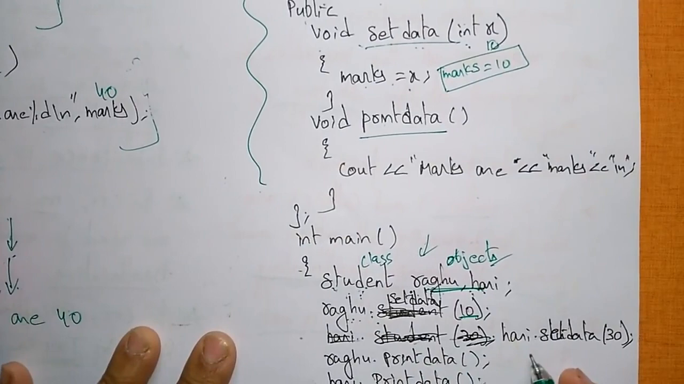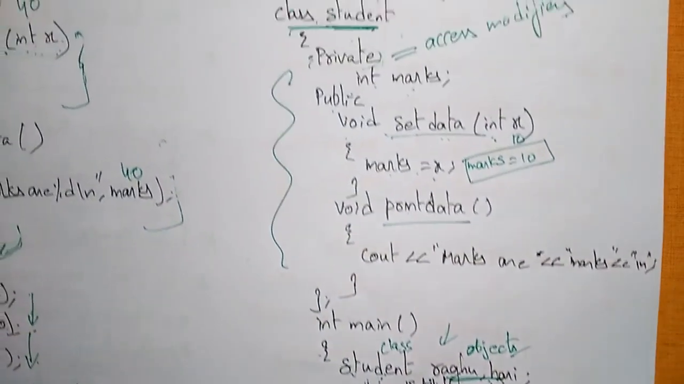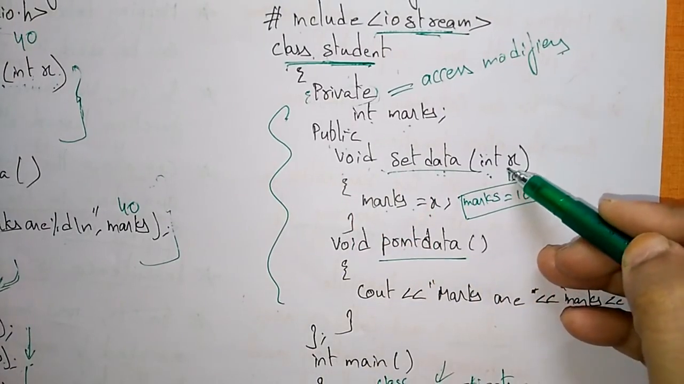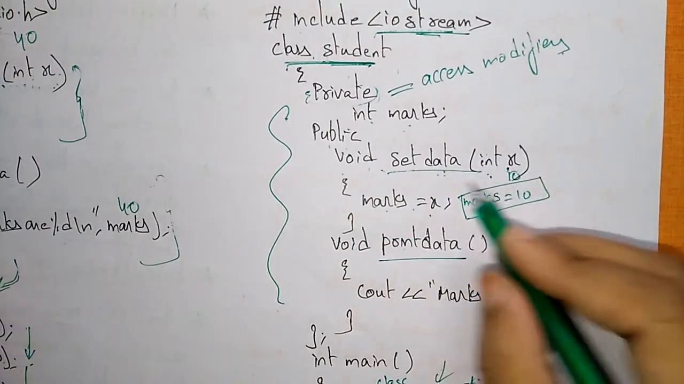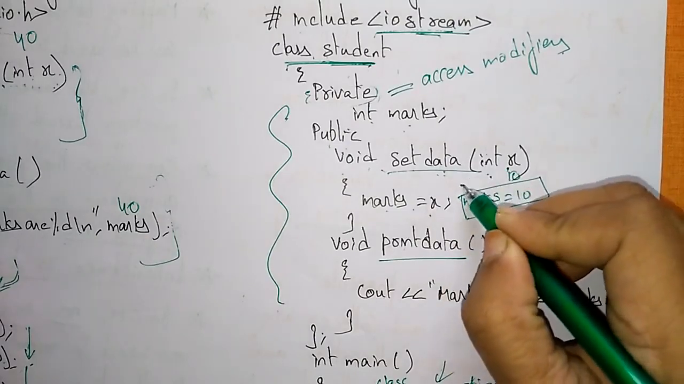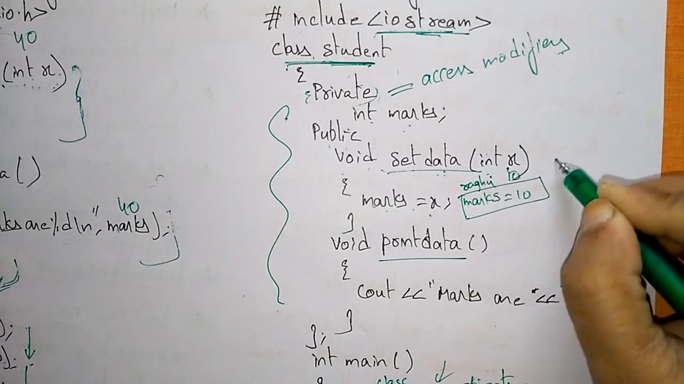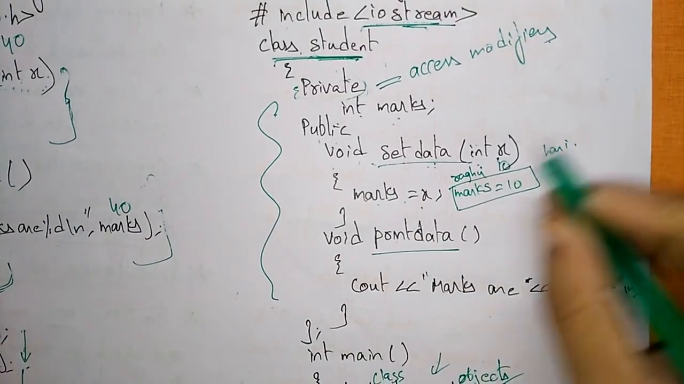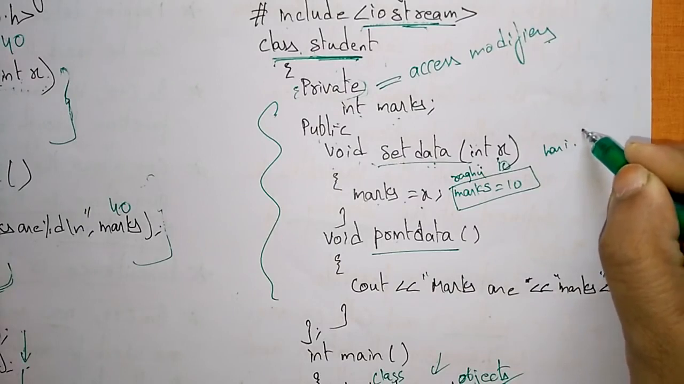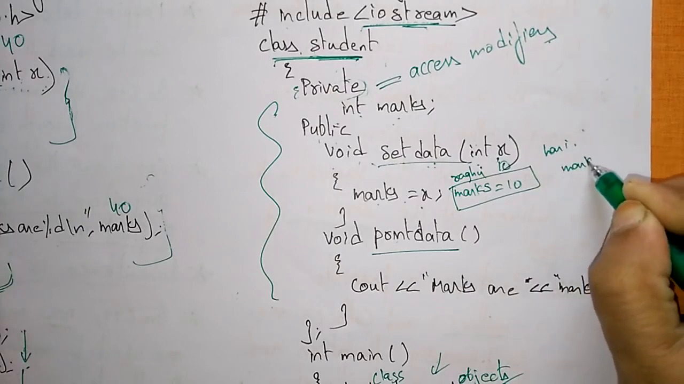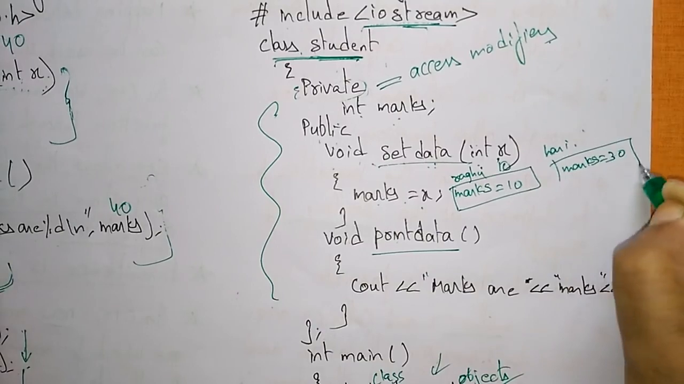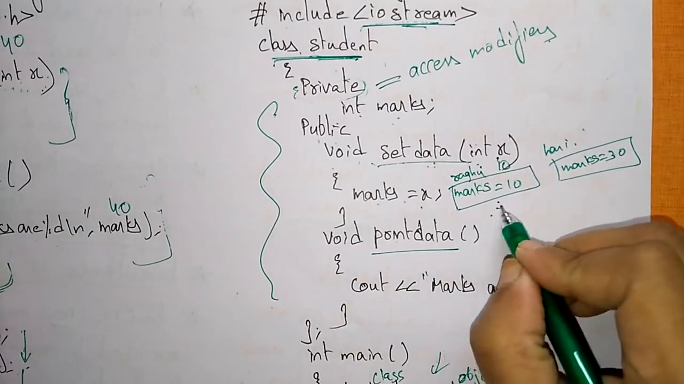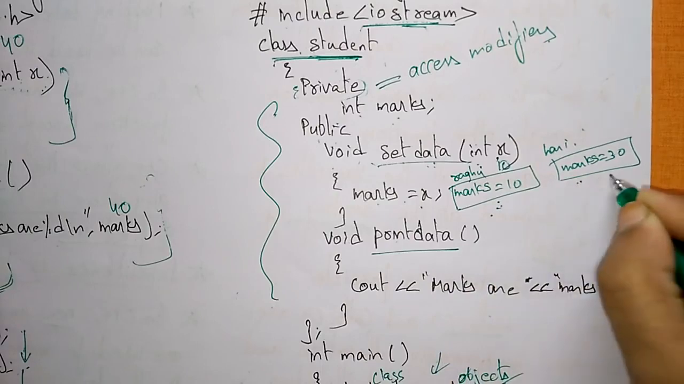Now coming to next, Hari dot set data 30. Again it calls the same void set data. Now it is related to Hari. Previously it is Raghu. Now it's stored in the Hari memory location. So Hari is one of the objects. So Hari dot set data, Hari value is 30. So now the marks is 30. So this is one object, the Raghu's object. He is having the marks 10. Now in the Hari's object, his marks is 30.